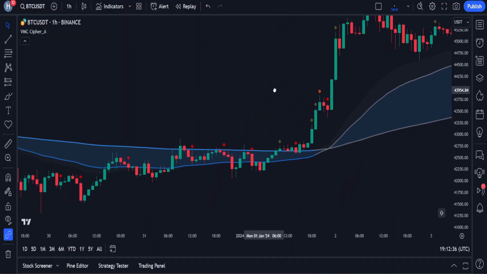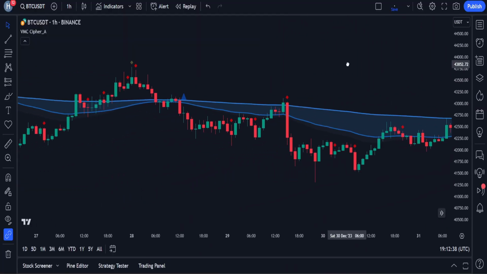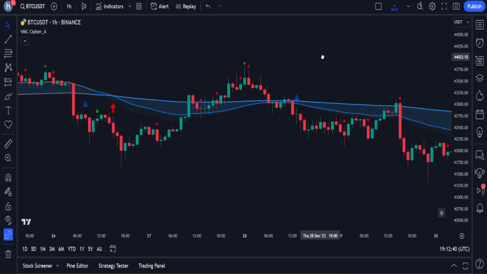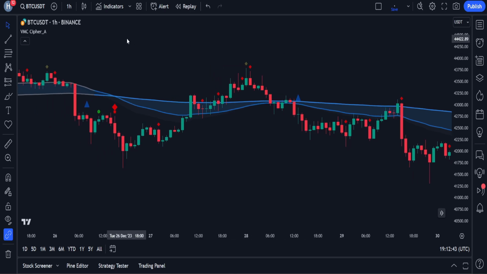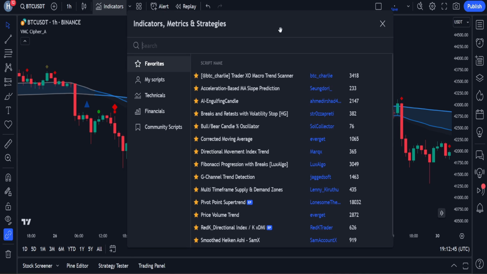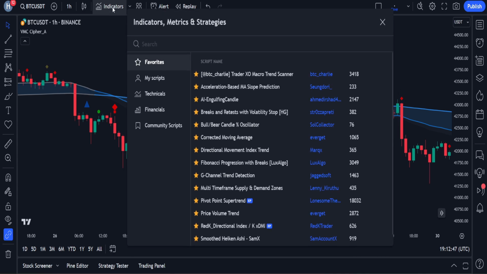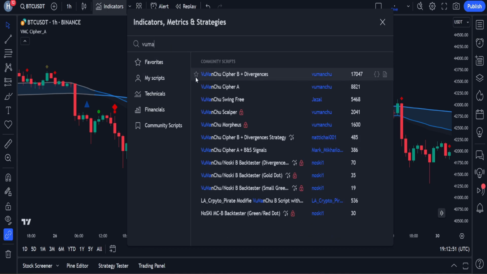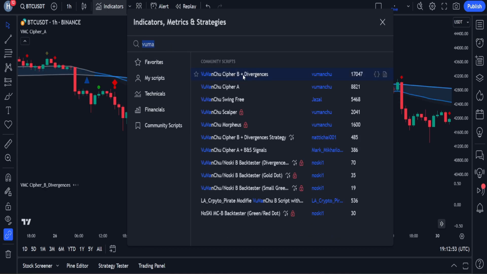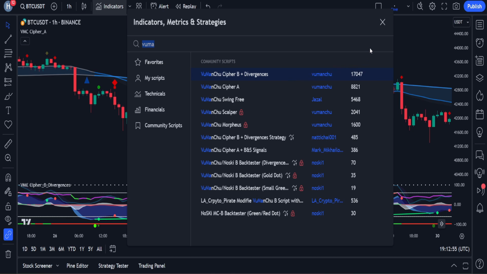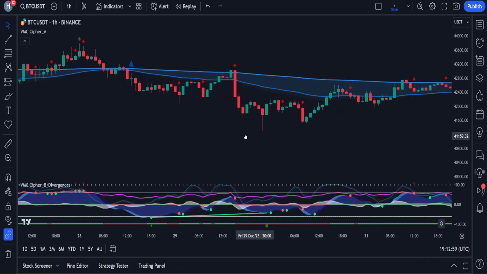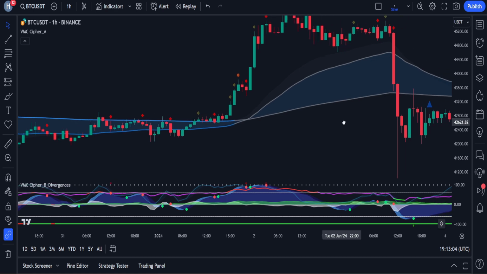Of course, we will not blindly follow the signals of this indicator. To increase the accuracy of this indicator even more, we will add one more indicator to the chart. So to add another indicator to the chart, we'll click on the Indicators tab again. And then in the search tab, we will type Vumanchu and select this first one, Vumanchu Cipher Divergences, and add it to the chart. Now let's see how we can read this indicator on the chart.